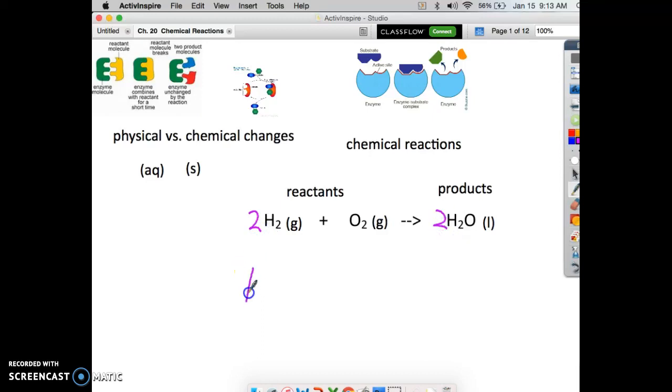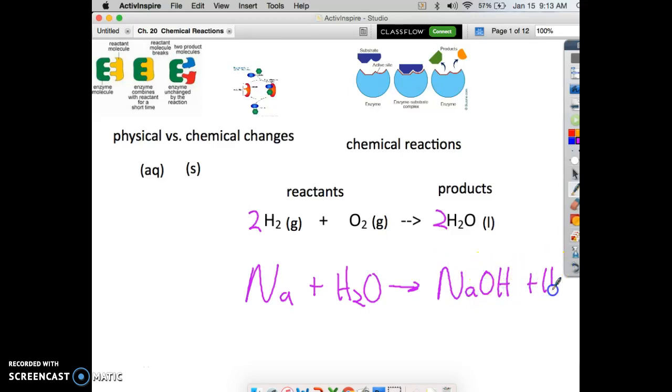So another example, if we took sodium, which is a metal, very reactive, and add it to water, it will react and create sodium hydroxide plus hydrogen gas. To do this one, we would have to balance it and have the same amount on both sides. We just need to take count of how many sodiums we have. We have one over here, and we have one over here. So far so good.